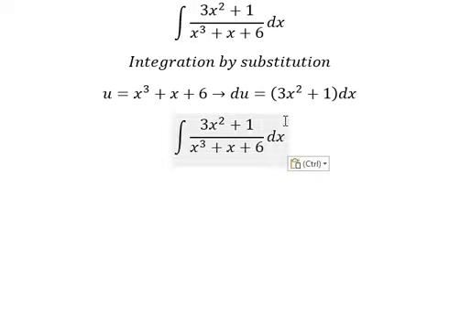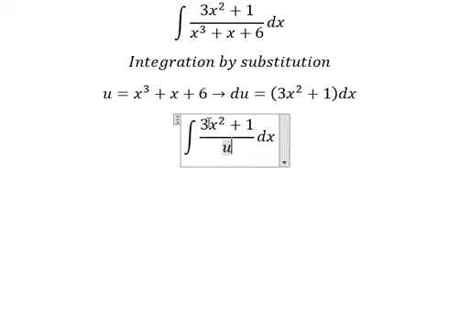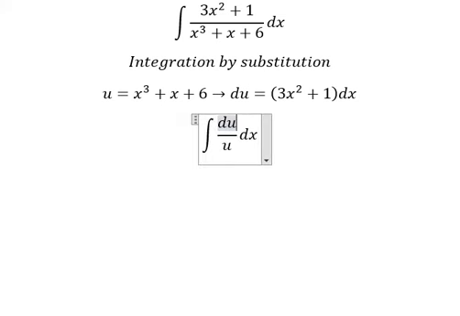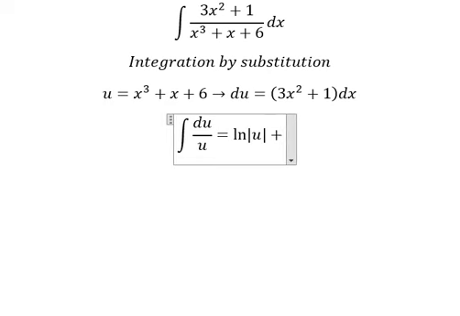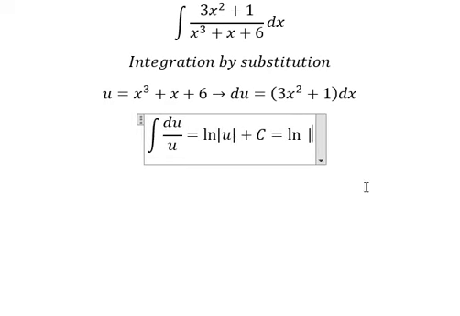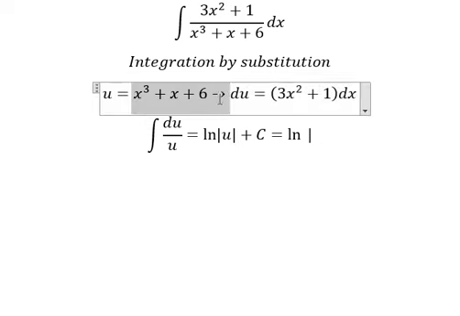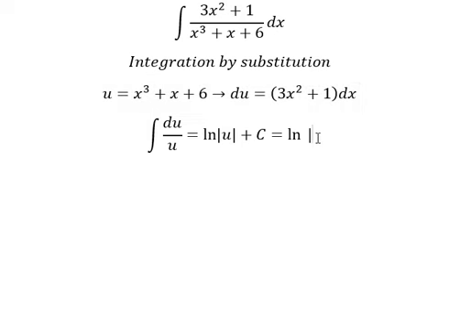Next, this one we need to change by u. 3x squared plus 1 dx we change by du. The integration of this one, we have ln of the absolute value of u, and I will put plus c. Then u is this one.